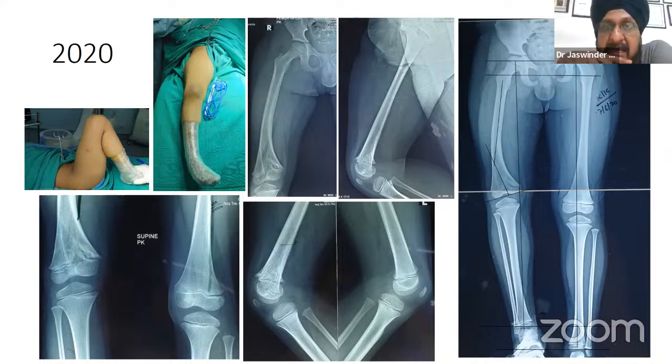May I ask the panelists, how would you like to approach this case? Rajat sir, Dr. Ritesh and Shamsul.